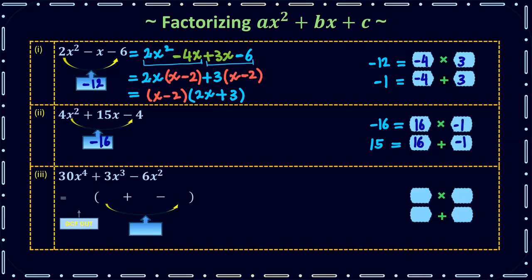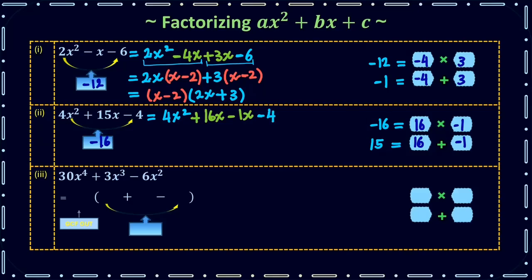As you see, 16 times negative 1 is negative 16. When added, you get 15. We are going to rewrite the middle term using these coefficients. Leave the leading term alone. 15x can be written as positive 16x minus 1x. Again, that's our 15x. And then we have the constant of -4.